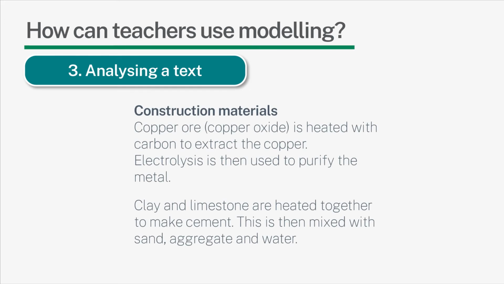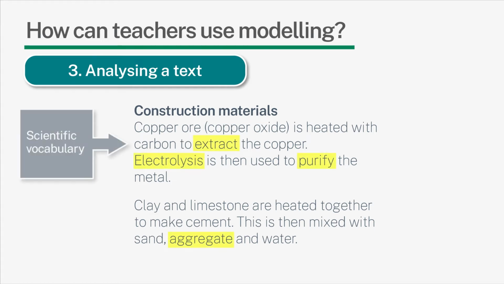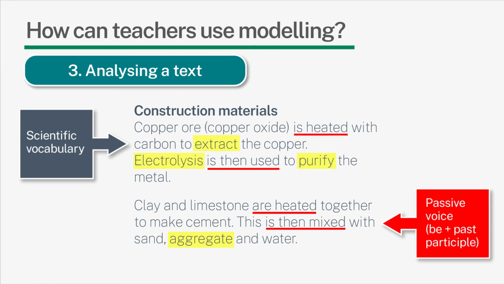Analysing a text. It can be useful to analyse a piece of text on the whiteboard with the whole class to look at how it's structured. For example, you might annotate a science text written in formal academic language, highlighting technical scientific vocabulary in one colour and sentences written in the passive voice in a different colour.